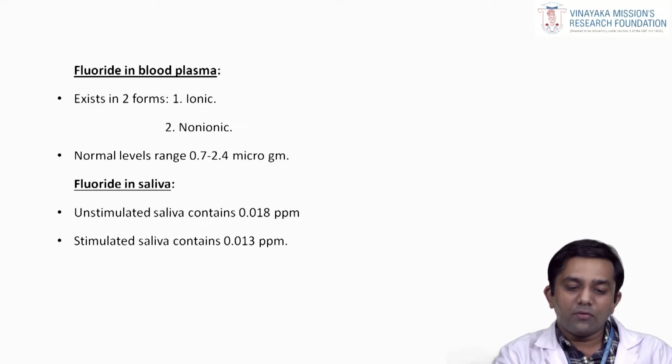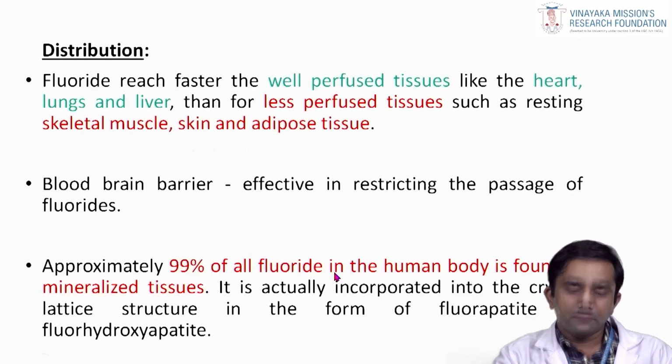In the ionic form it is absorbed and distributed in the body. The normal level ranges from about 0.7 to 2.4 micrograms, and fluoride in saliva occurs in two forms, that is unstimulated saliva and stimulated saliva. Unstimulated saliva contains about 0.018 ppm, whereas stimulated saliva contains about 0.013 ppm. So, till now we saw how fluoride is metabolized and how it is absorbed.